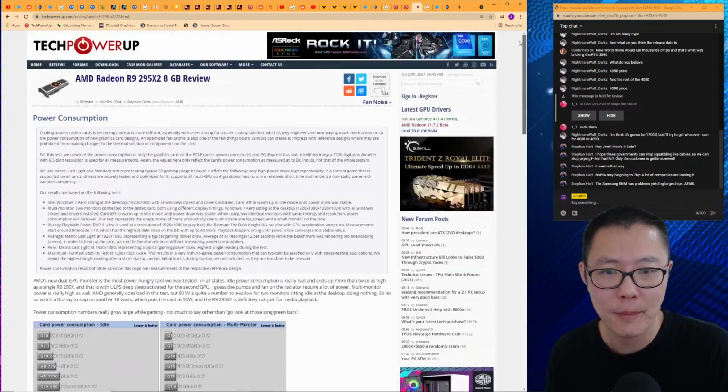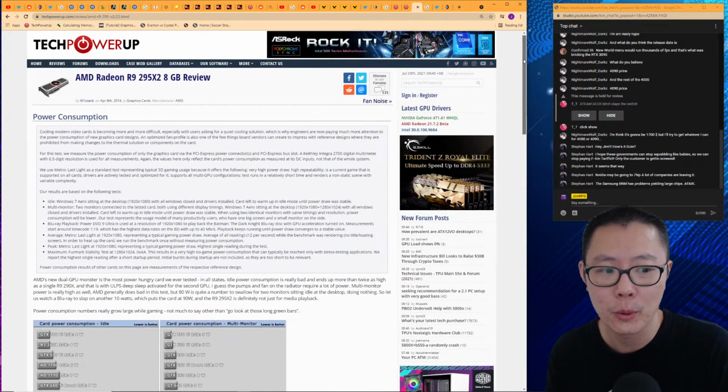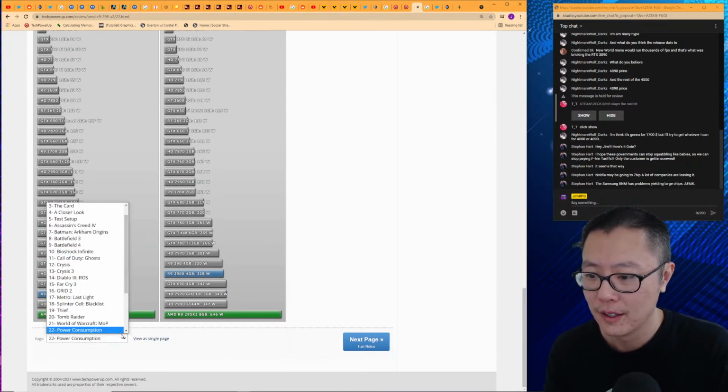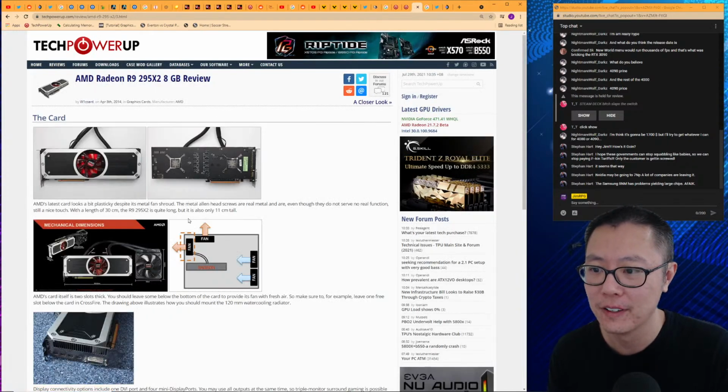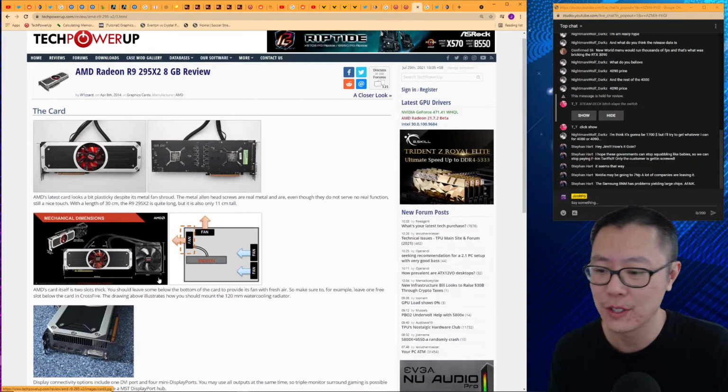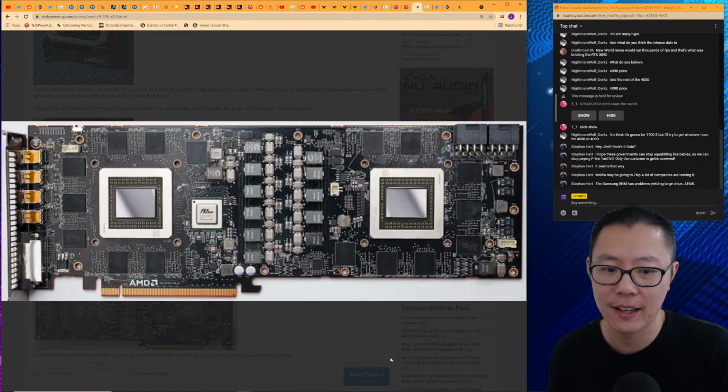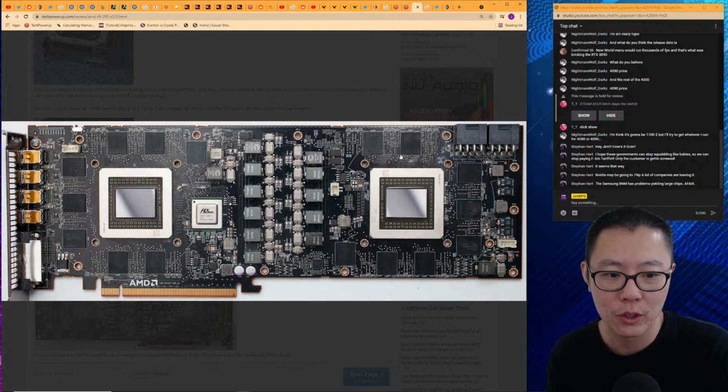When did this come out? This came out like 2014, so it was a while ago. But if you look at this card itself, there are 2 dies here. If you look at this card, there are 2 dies with 2 sets of memory.